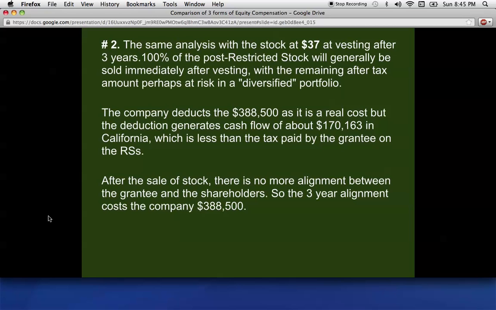After the sale of the stock, again, there is no more alignment between the grantee and the shareholders, so the 3-year alignment costs the company $388,500, but it does get to deduct the amount, and it gets a tax credit for that.